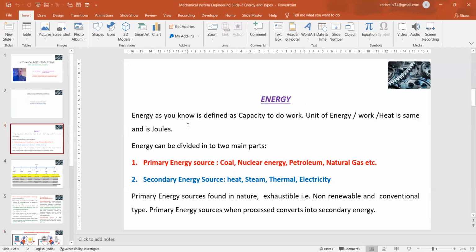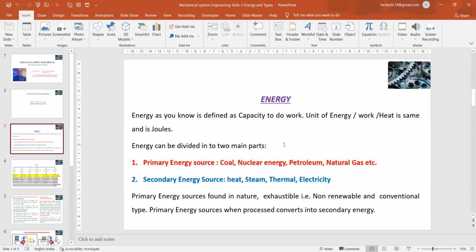As you know, energy is defined as the capacity to do work. The unit of energy, and also work and heat, is the joule. In one of the slides, we are going to study the units and dimensions, and their conversions. For now, just remember that the unit of energy, heat, and work is the joule.